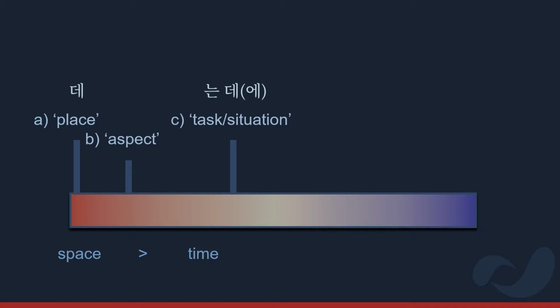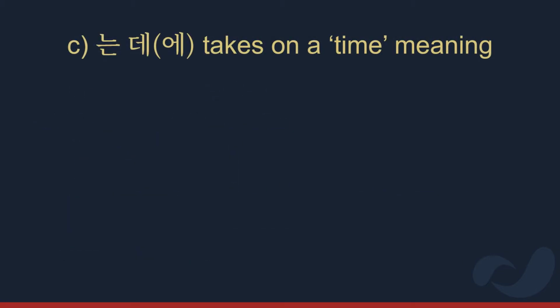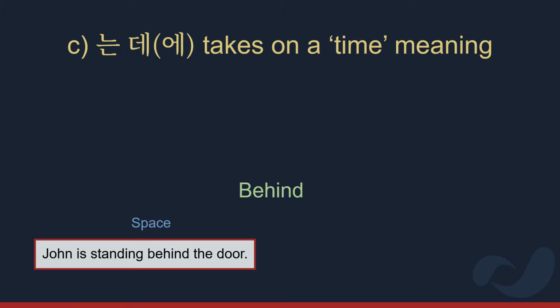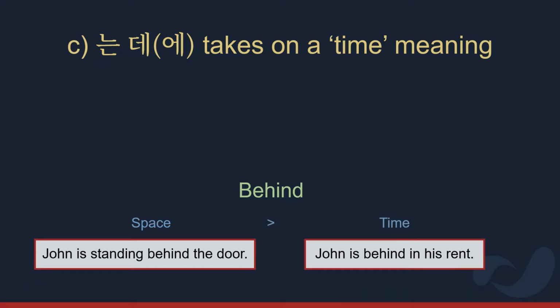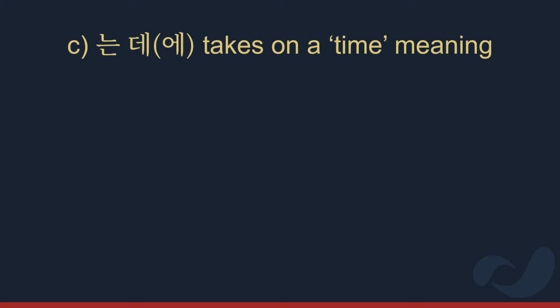Over time, der went from a location meaning to having a time meaning. An example of this occurring in English is the word behind, which went from describing location, as in John is standing behind the door, to describing time, as in John is behind in his rent. As der progressed to having its time meaning, it became a noun used to represent tasks and situations.